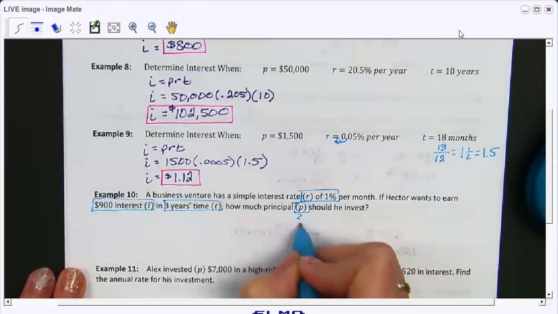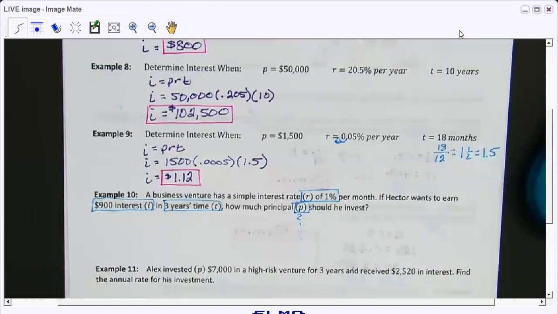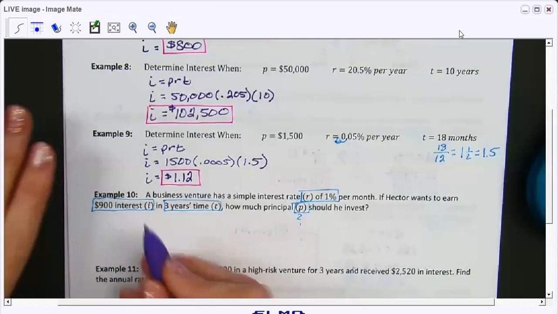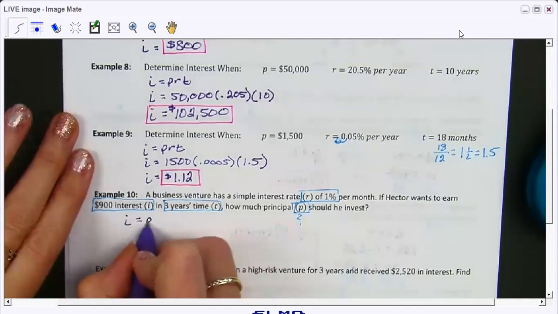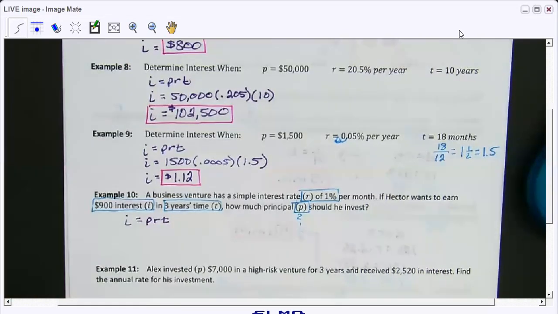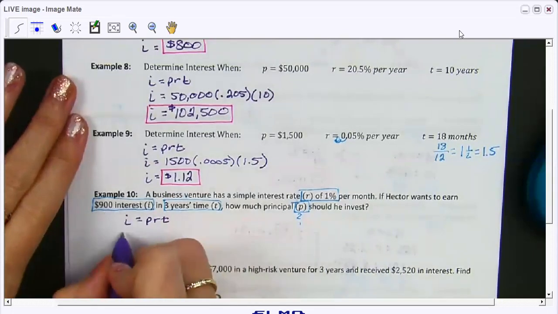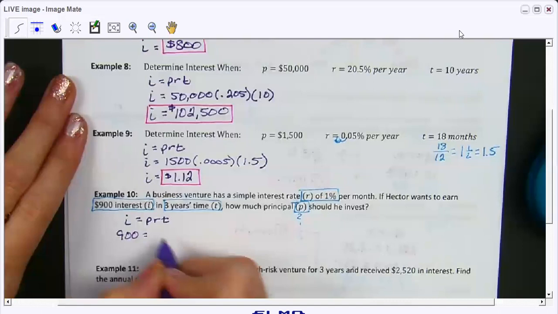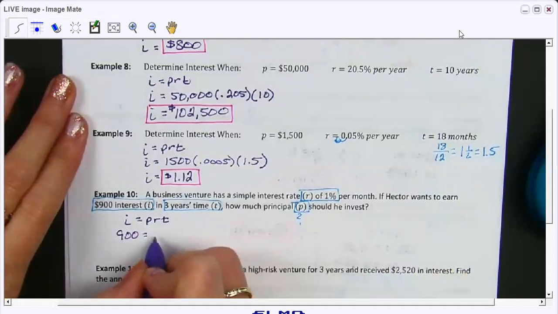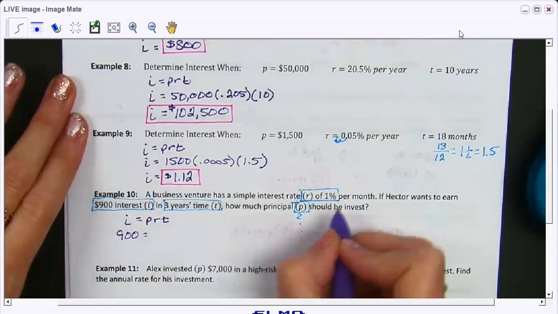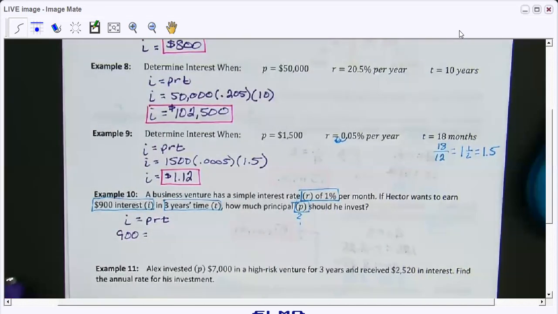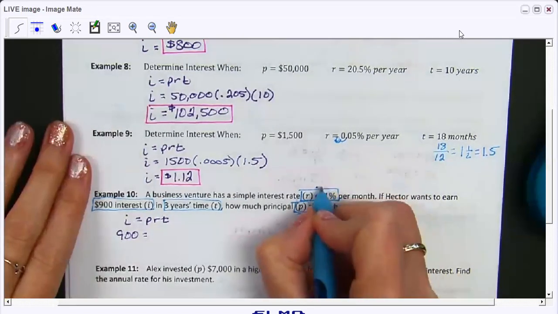So the principal is what we are looking for. So when you write out your formula, your principal will stay P. So let's write this out. I equals PRT. Now I'm gonna write in all my numbers, and my variable will go at the end. Okay. So my interest is 900. My principal, I don't know what that is. My rate is 1%, but remember, we're gonna change that to a decimal. We're gonna change it to 0.01.